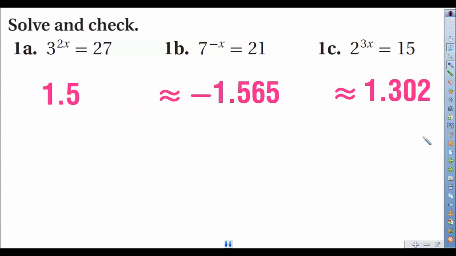Okay? So there we have it. Notice with those other ones there, you're going to have approximate answers. So once again, just round those to the 3 decimal places.